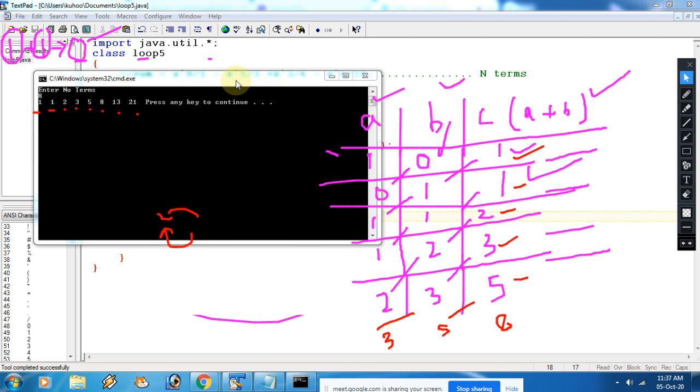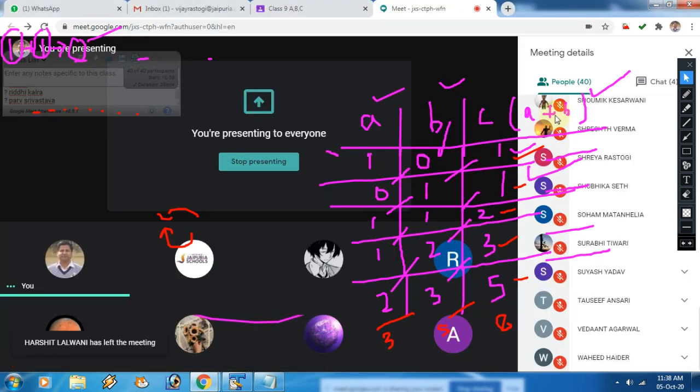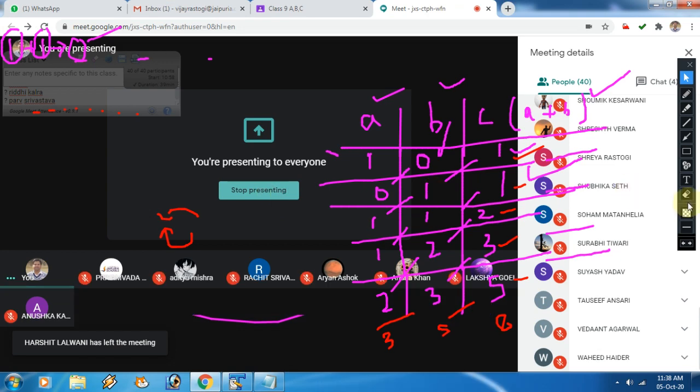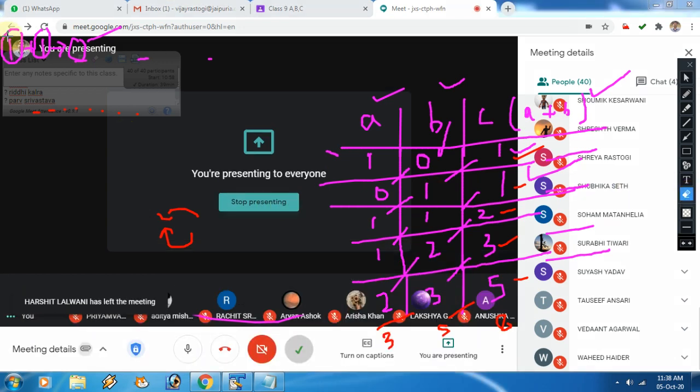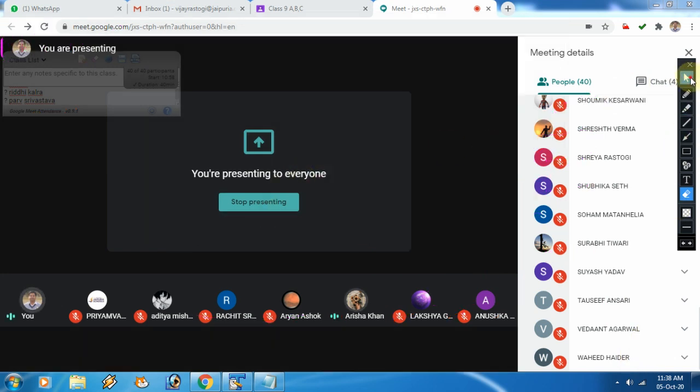Am I clear? Parth Srivastav, beta, Aditya Mishra, is it clear everybody? Yes, sir. Is it clear? Very good. Arisha, Riddhi. I think the logic is clear.